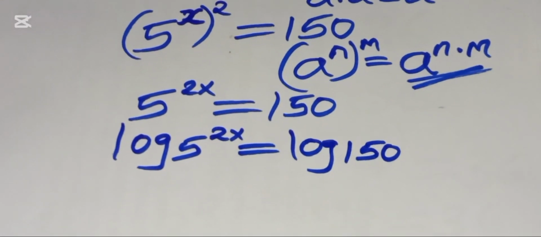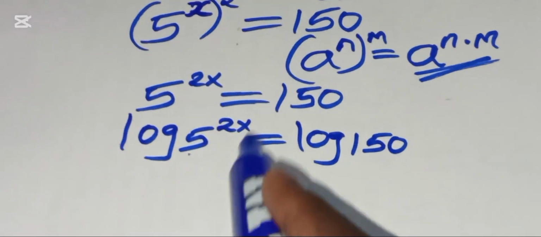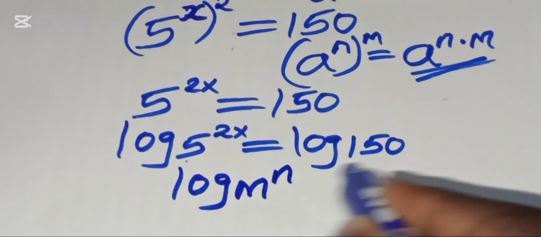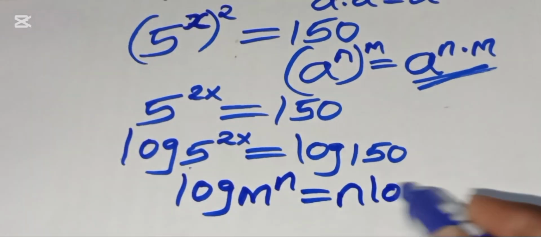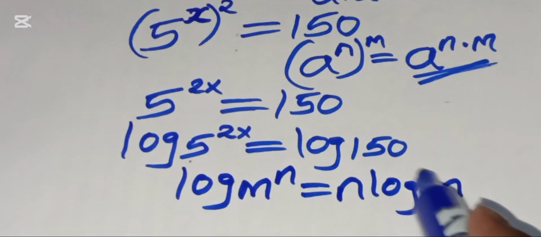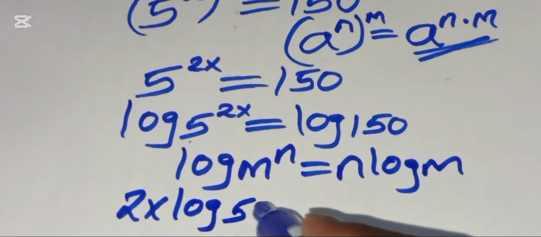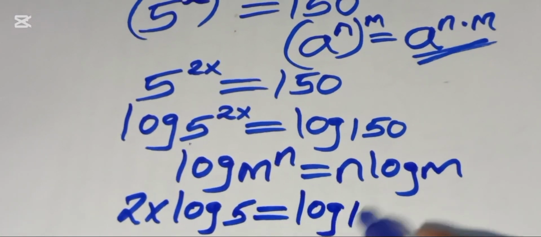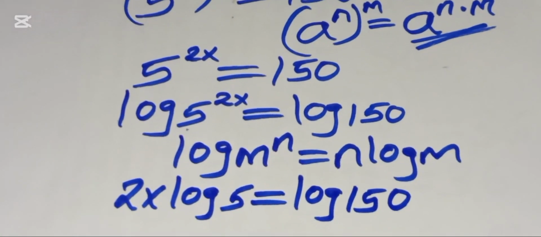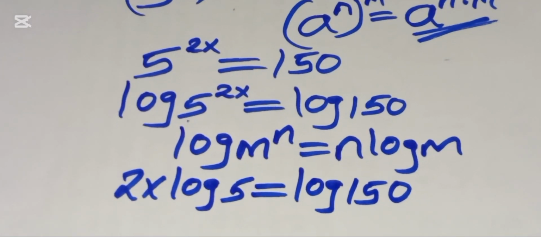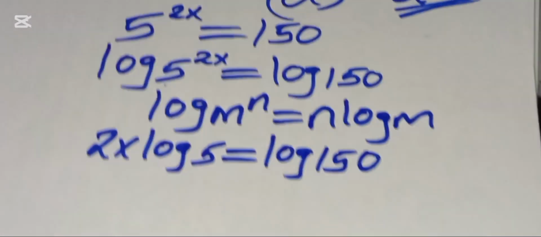Now, log of 5 raised to power 2x is in the form of log m raised to power n, which can be expressed as n log m. Applying this property, we have 2x log 5 equal to log 150.